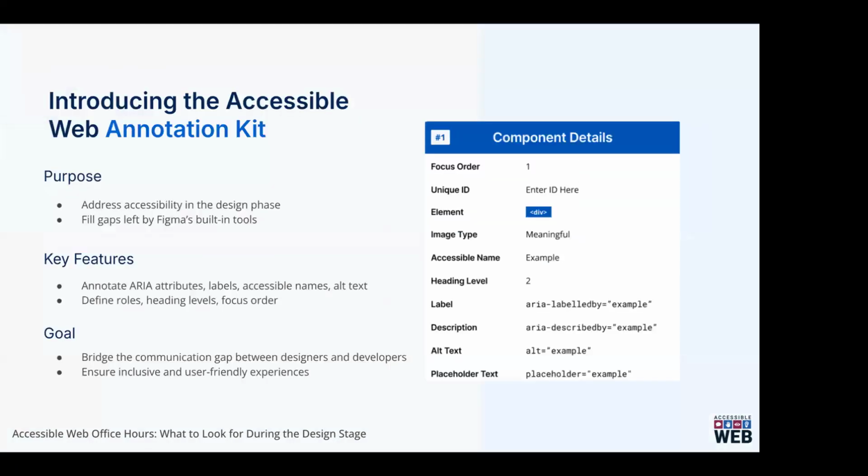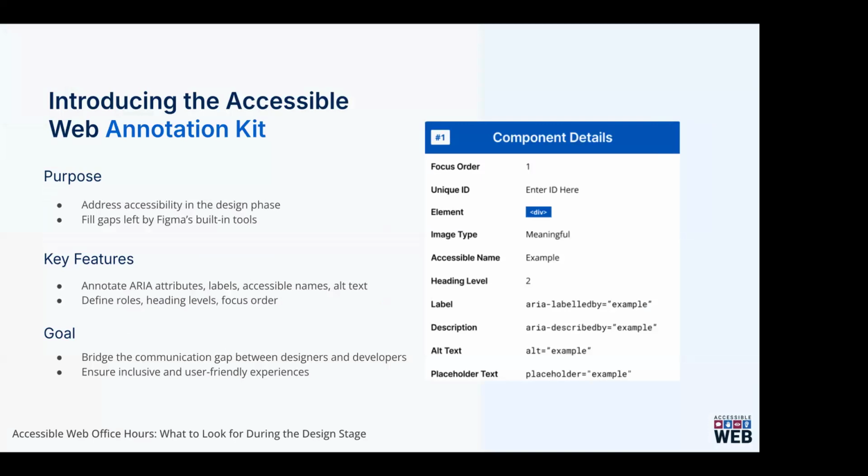As we've been discussing, accessibility isn't something we can afford to overlook, and it's best addressed right from the design phase. But how do we ensure that every aspect of our design, especially those critical for accessibility, gets accurately communicated to developers? That's where the Accessible Web Annotation Kit comes into play.